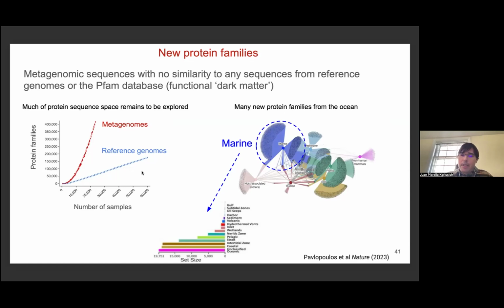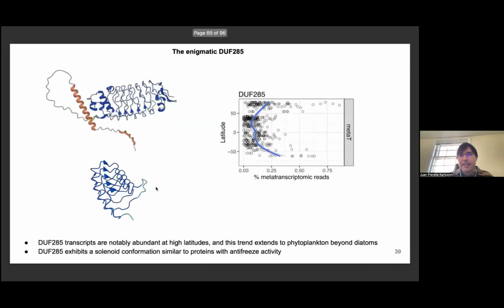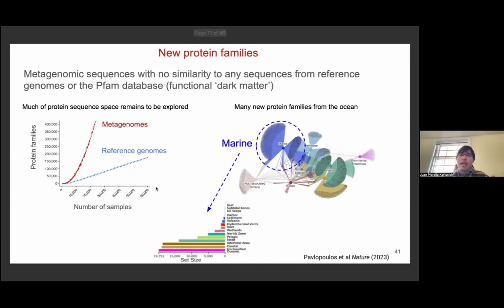And finally, I want to highlight the last case, in which we can raise a hypothesis for an unknown family by analyzing the 3D conformation of the protein as well as the environmental distribution. This is an important issue because when we analyze, let's say, the metagenome from a given seawater sample, most of the genes, or half of the genes, tend to be unknown.